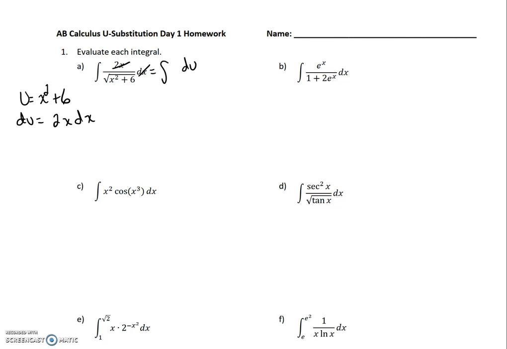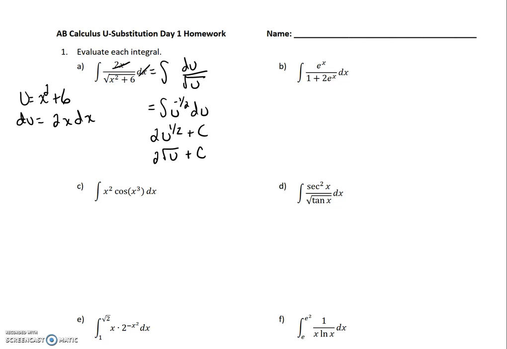So I've now replaced the 2x dx. And the square root of x squared plus 6, when I rewrite in terms of u, is now just the square root of u. Now this is an easy integral to solve. This is an indefinite integral, so I'm going to need a plus c at the end. This is going to be u to the 1/2 over 1/2, which would just be 2, plus c. So when we rewrite that, it's 2 times the square root of u plus c.